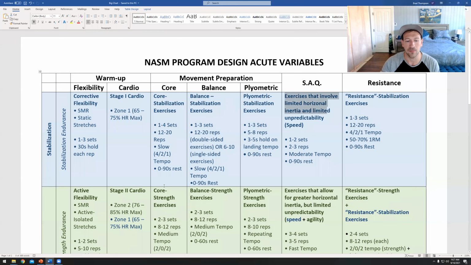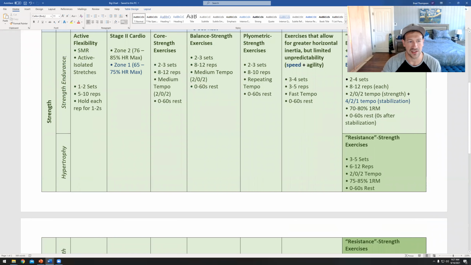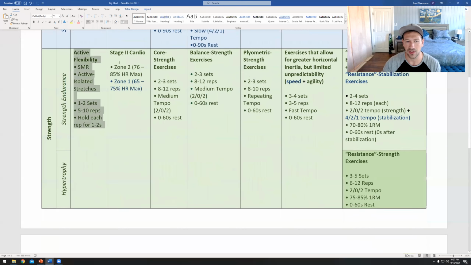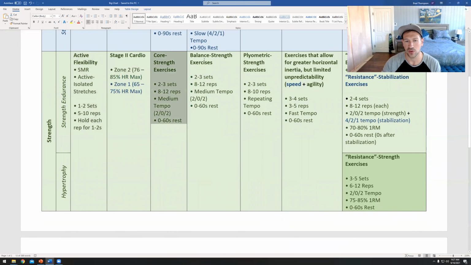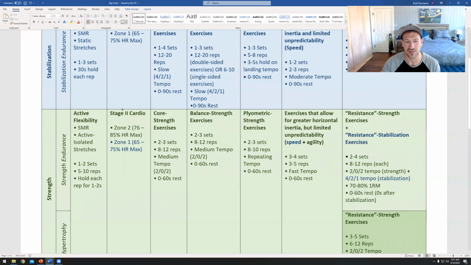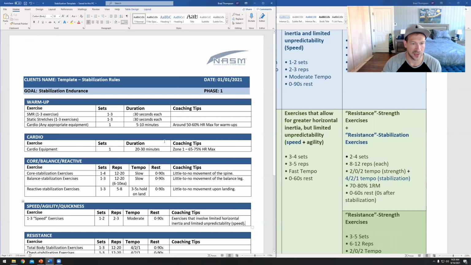So let's look at the big chart here. If our client is in strength endurance, that means that they're in the strength level, which means they're going to get active flexibility, stage 2 cardio, core strength, balance strength, reactive strength, and then they'll get a bit of speed still and some agility, right? So you can see I put the stabilization style stuff in blue here. You can see zone 1 is blue because that was up here, and then speed is blue. And then you can see we superset the resistance strength with resistance stabilization, and then the rules will be over here. So let's build an example version of that.